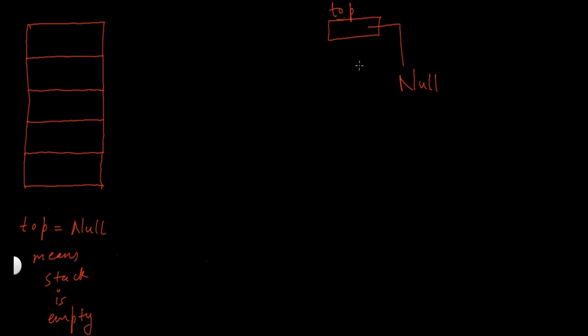Now you must have seen that in a linked list there is always a pointer variable, generally named start, that stores the address of the first node, and if that pointer variable is equal to null then it means the linked list is empty. So here that pointer variable is top.